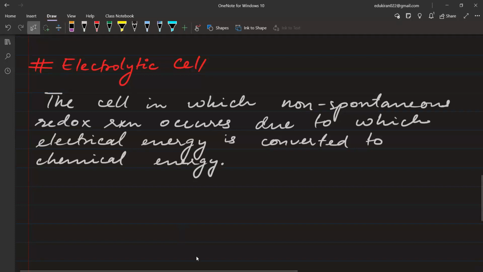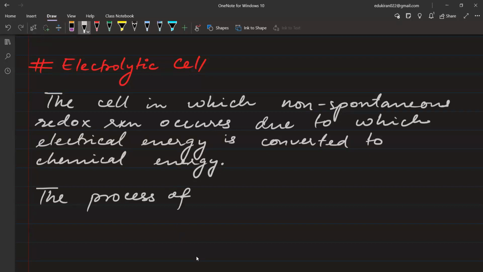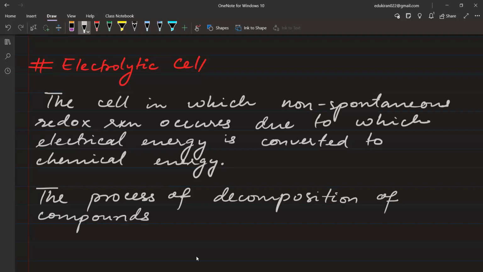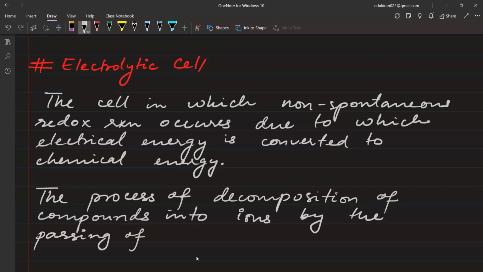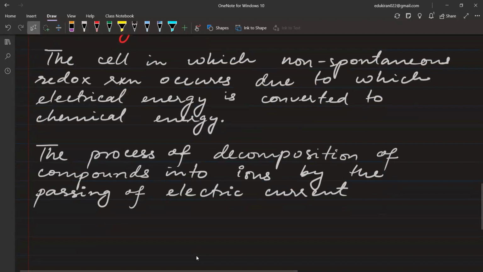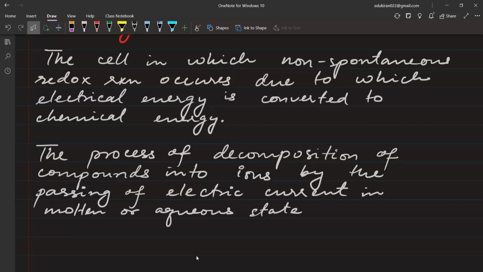Right, next. The process of decomposition of compounds into ions by the passing of electric current in molten or aqueous state is called electrolysis.